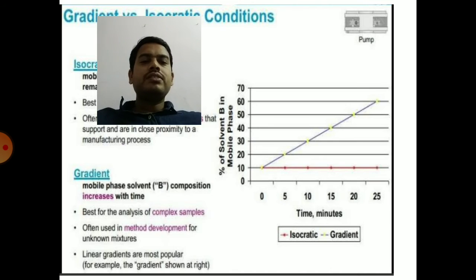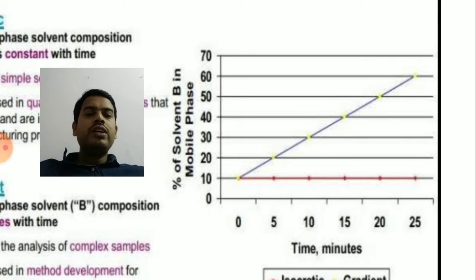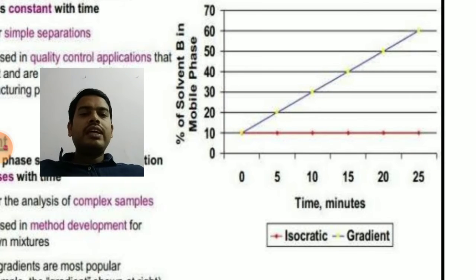You can clearly see the graph, percentage of mobile phase and time in minutes. With increase in time, you can see the percentage of solvent, that is mobile phase. In isocratic elution, the red line, the concentration of the buffer will be the same. In gradient elution, you can see the increase in the concentration or strength of the buffer with increase in time. So this is the graph showing the difference between isocratic and gradient elution.